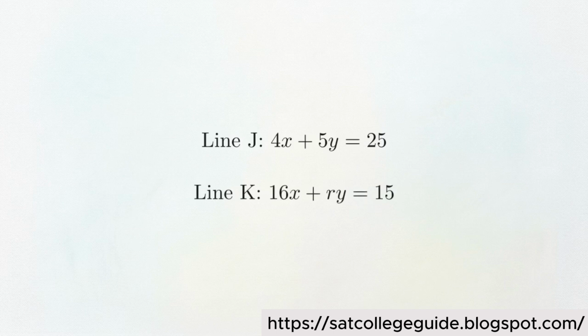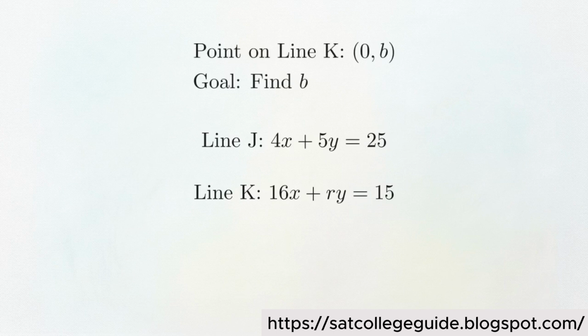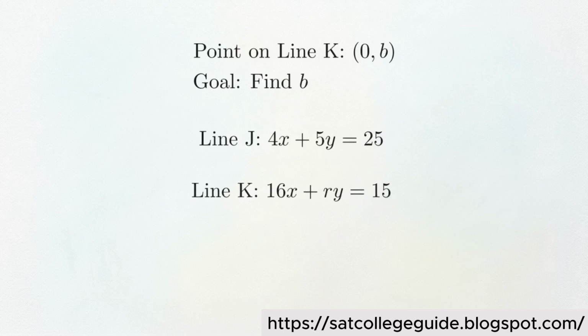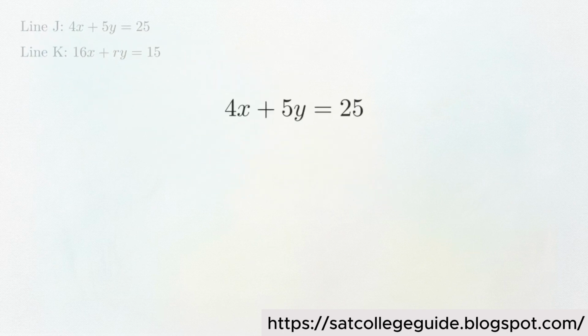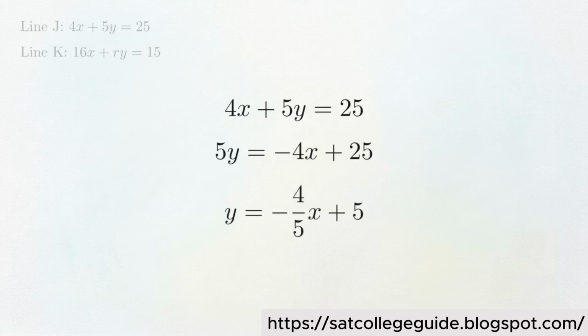We have line J stacked right here above a parallel line K. The goal is to find the value of b, given that line K passes through the point (0, b). A common approach is to rearrange both equations into slope-intercept form to find the slope. This requires multiple steps of isolation and division, which consumes time and increases the risk of making negative sign mistakes.